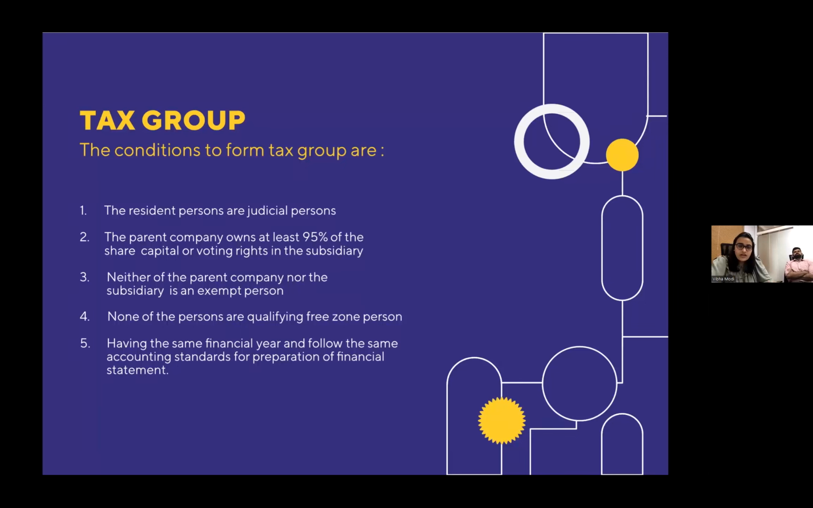They have a licensed person. A juridical person should be there to form a tax group. Neither a parent company nor a subsidiary company should be an exempt person. All should be taxable persons.